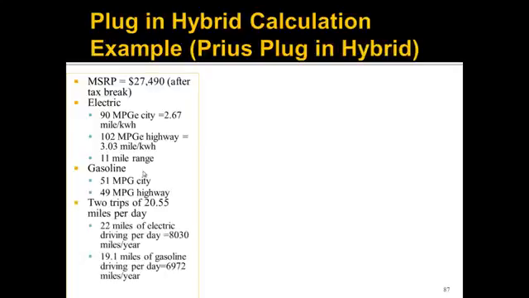So now we have those 2 trips of 20.55 miles per day. Remember I said we were going to use this with our plug-in vehicles? What that means is that in each trip, we use 11 miles of electric driving, so it's a total of 22 miles of electric driving. Then for the next 9.55 miles, we're going to be doing gasoline driving, because remember, it's an 11-mile electric range. That totals 19.1 miles of gasoline driving per day. These are the miles per year, and we just converted that by multiplying by 365. So these are the miles per year that we're going to be driving in each case.